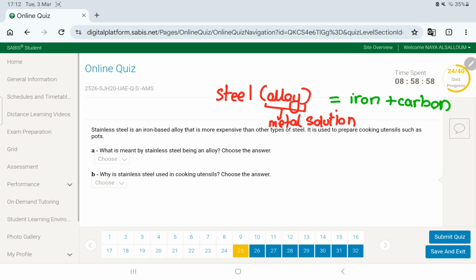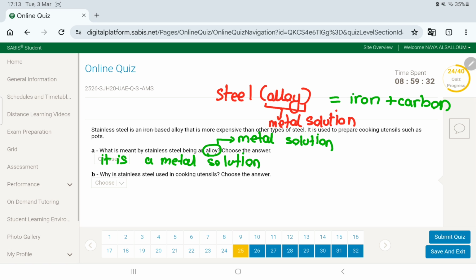So here, what is meant by stainless steel being an alloy? What did we say an alloy is? A metal solution. Okay? So, what is meant by stainless steel being an alloy? It means it is a metal solution. Okay? Why is stainless steel used in cooking utensils?